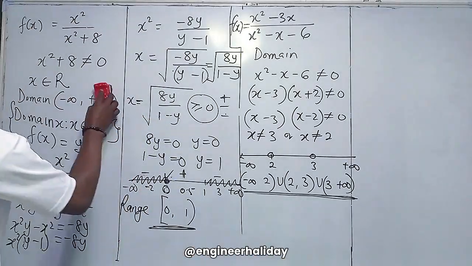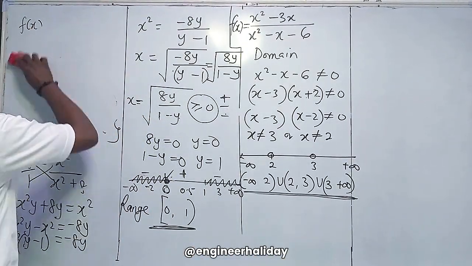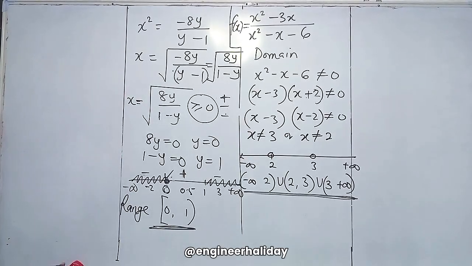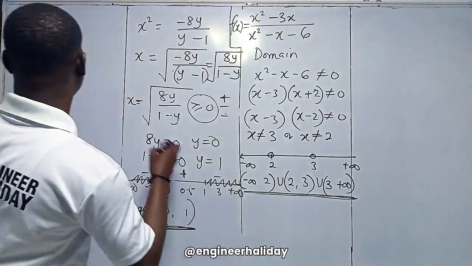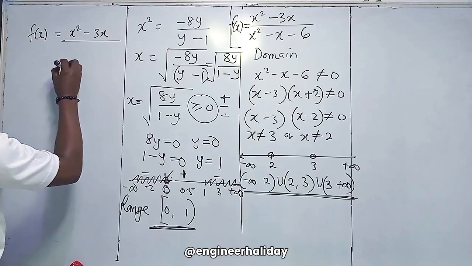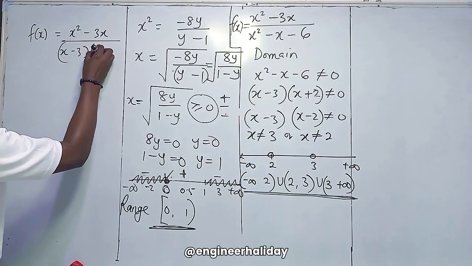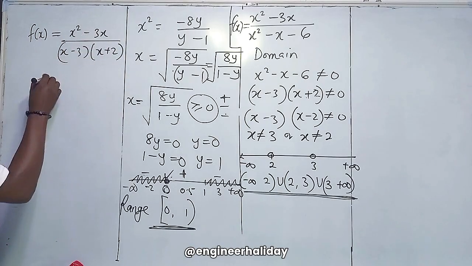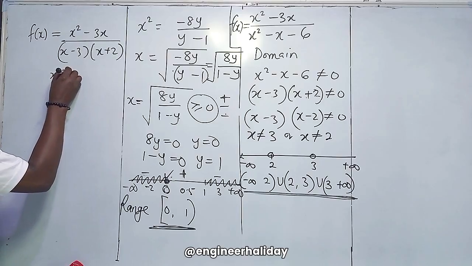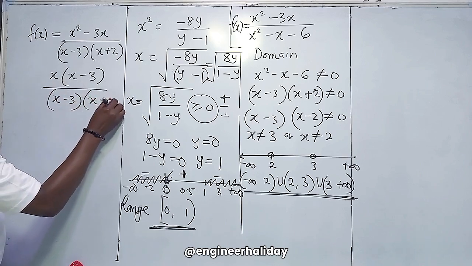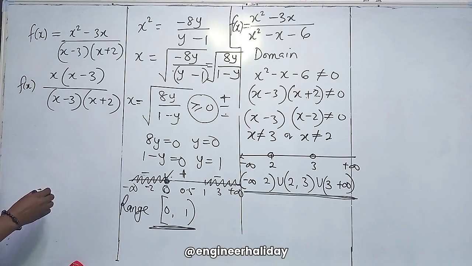Now let's solve the range, which is the last part. But there's something I'm seeing in that question that I want us to see also. If you put the factors there, let's say f of x equals x squared minus 3x, put the factors x minus 3 and x plus 2. Now you will see that we can factorize this one out. So we would have x, in bracket, x minus 3 up divided by x minus 3 down, then x plus 2, f of x.